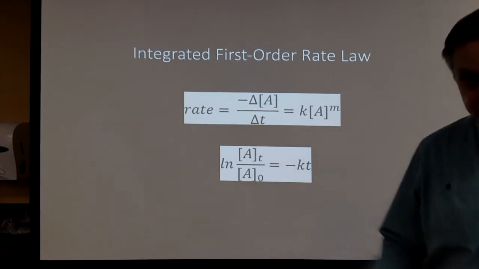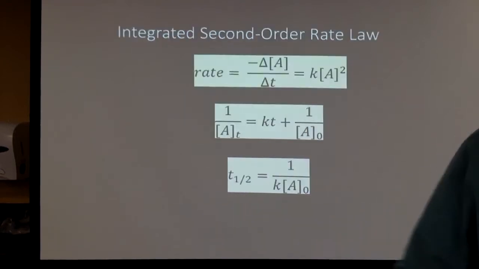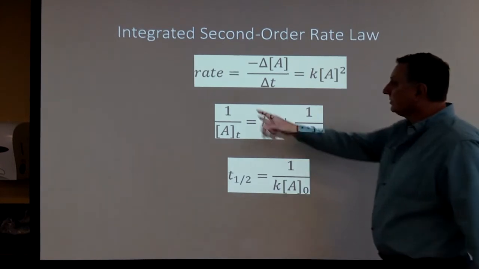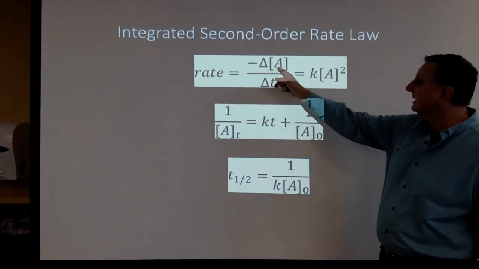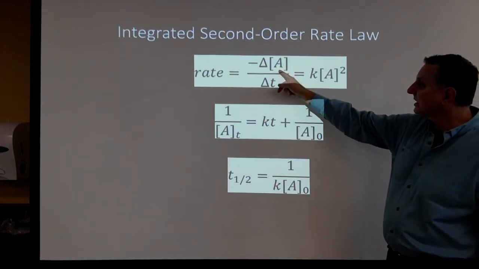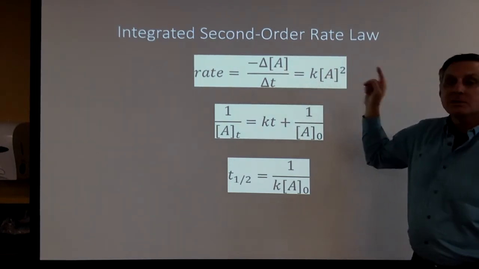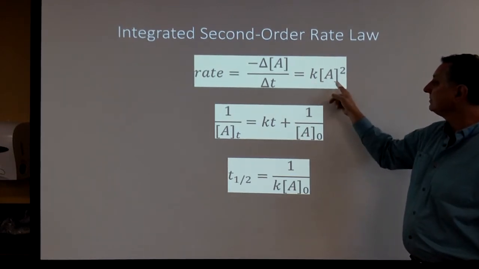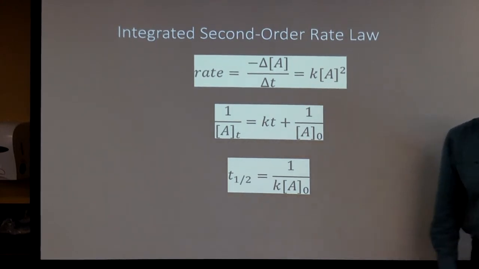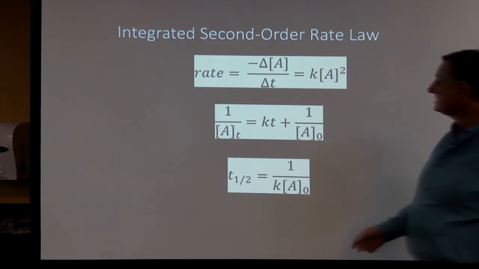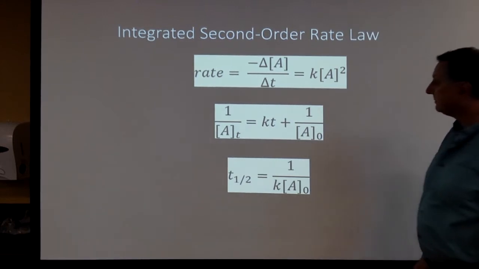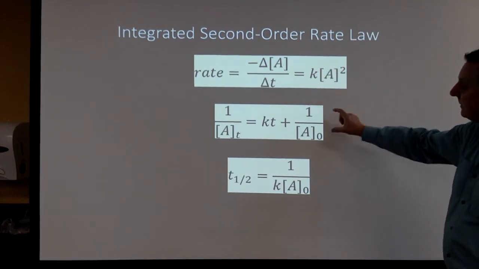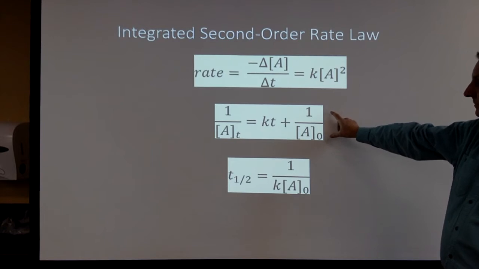Okay, so with that said, this is the integrated second order rate law. You know that rate is defined as the loss of a reactant, change in concentration over change in time, for a reaction that is second order in a component as opposed to first. We set it up this way. This is the rate law. Excuse me. Reaction is second order in A. When we go through the integration, just like we did for the first order rate law, we get this equation.